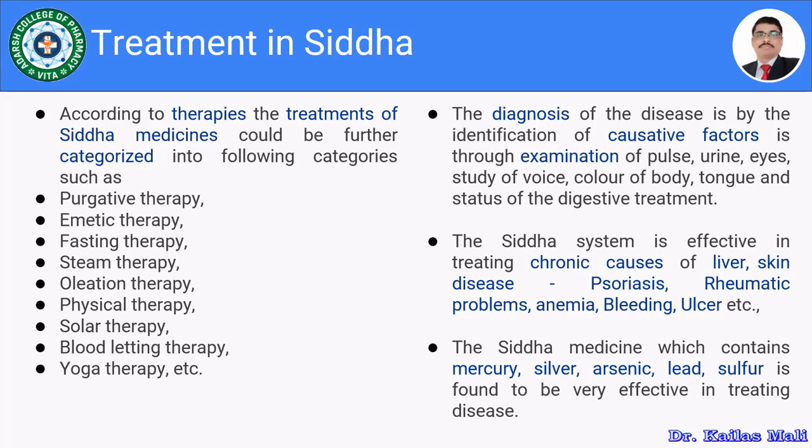The diagnosis of the disease is by the identification of positive factors, through the examination of pulse, urine, eyes, study of voice, color of body, tongue, and status of the digestive system. Already we have discussed these things. So the Siddha system is effective in treating some chronic diseases related to the liver, skin disease, psoriasis, rheumatic problems, anemia, bleeding, ulcer, and so on. Furthermore, Siddha medicine contains mercury, silver, arsenic, lead, and sulfur for the treatment of diseases.